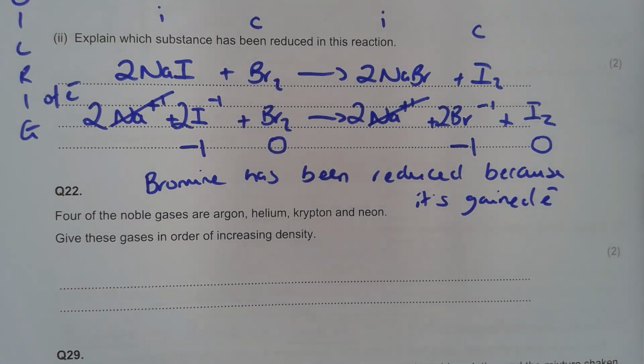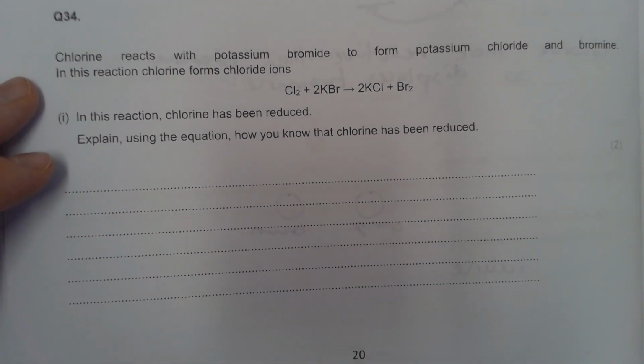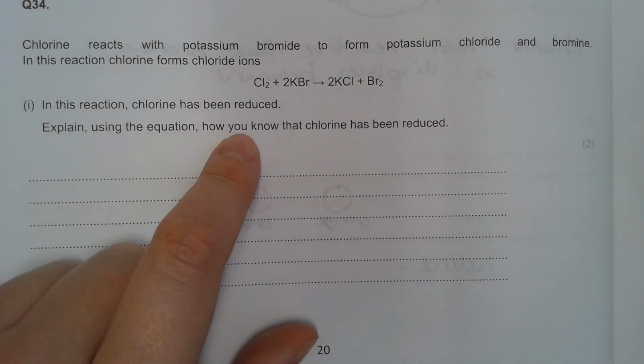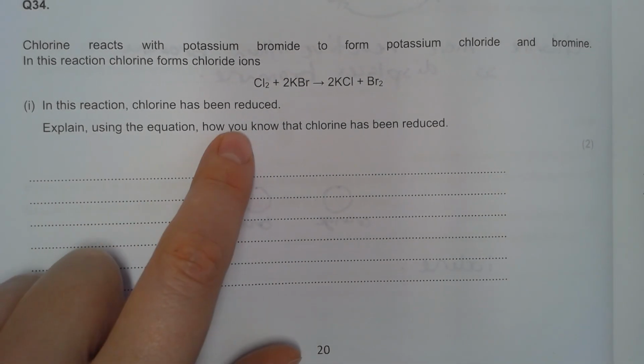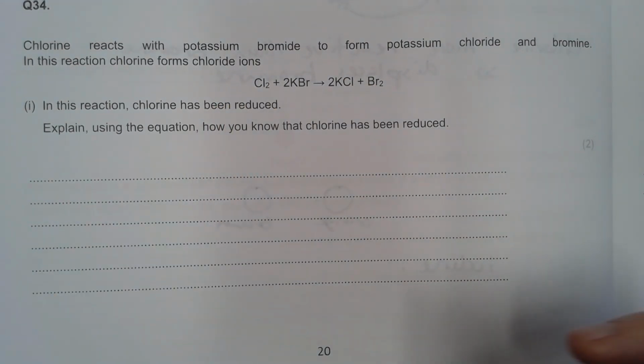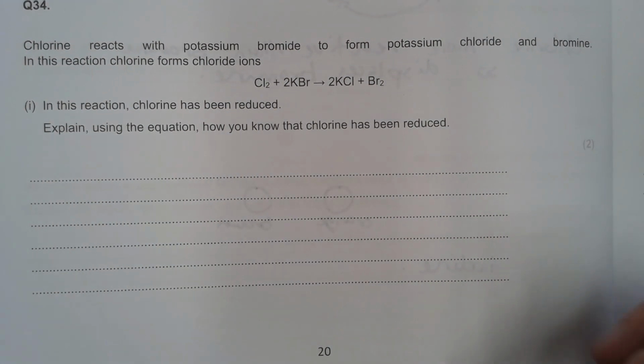Okay, there is another example down here, very, very similar, and they're telling you that in this reaction chlorine has been reduced, but they want you to explain using the equation how you know. Okay, so again, they've given me an equation. I would write the ionic equation. I think it makes it a lot clearer.